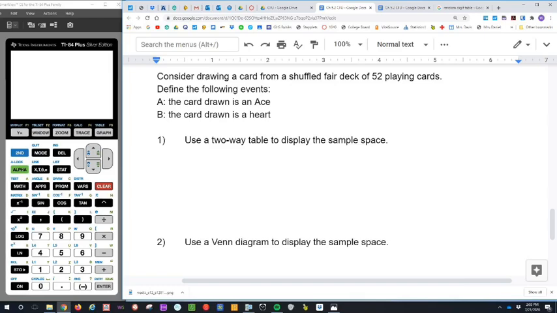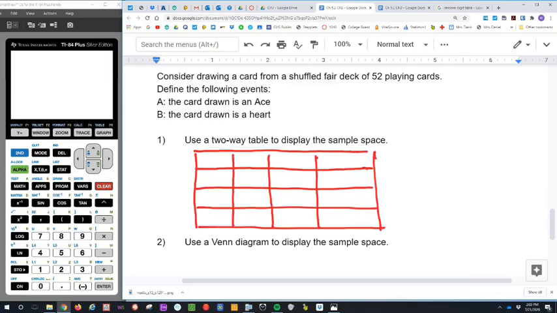So for number 1, use a two-way table to display the sample space. Okay, so we need to draw a two-way table, and we first draw 4 rows and 4 columns. Why 4 rows and 4 columns?